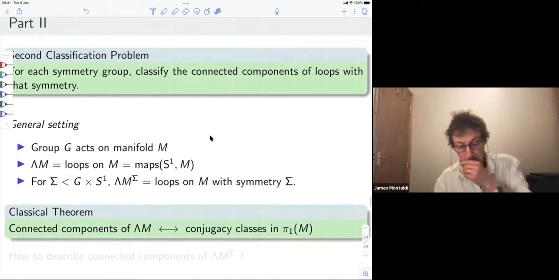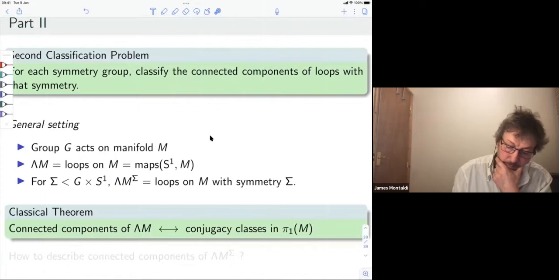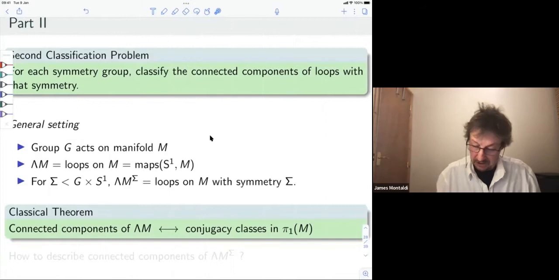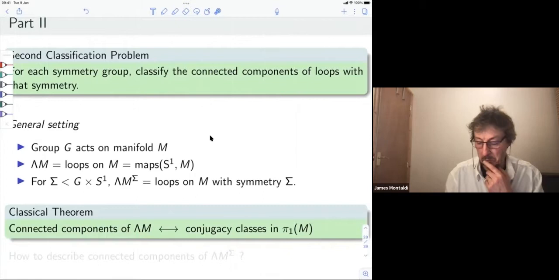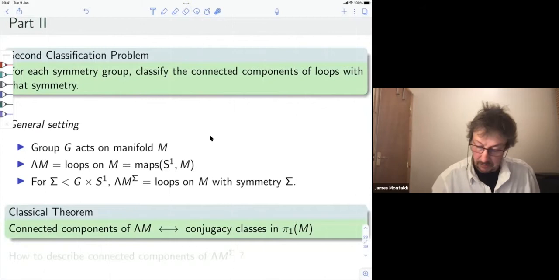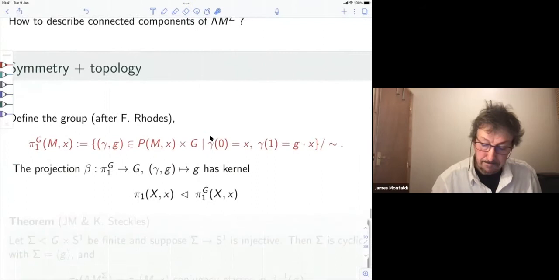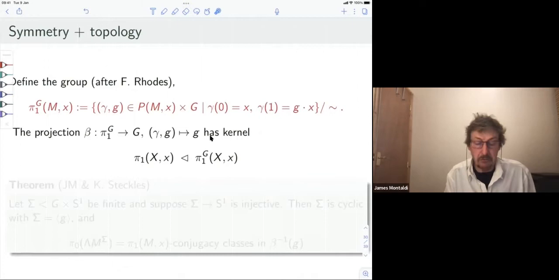So what are the connected components of this space? I'm sure any self-respecting topologist could sit down and scribble on the back of an envelope and figure it out, because we know that the basic story is that the connected components of the loop space correspond to conjugacy classes in the fundamental group, right? So we just have to adapt that statement to the set of symmetric loops. And so the way to do that is to define the Rhodes group.